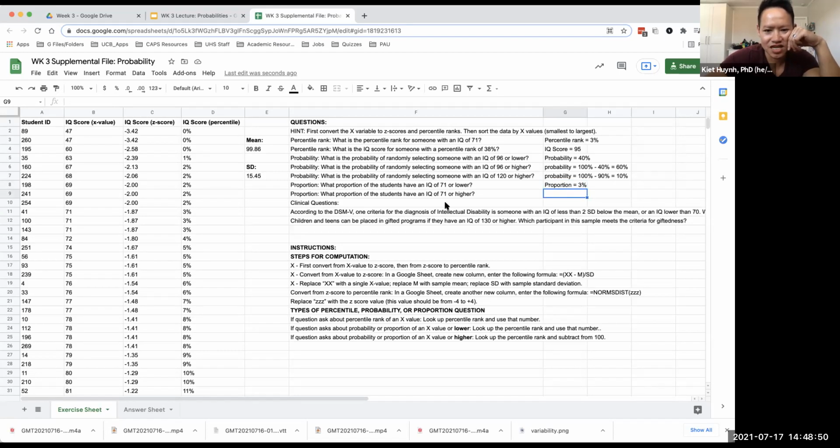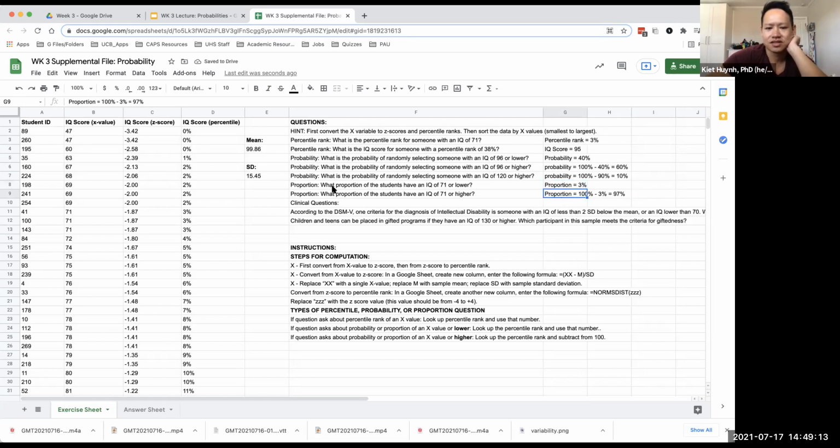What proportion of the students have an IQ score of 71 or higher? Remember, if it's higher, then you subtract the percentile rank from 100. So this is another proportion question. You look up 71, again, it's 3%. So what you do is 100% minus 3%, and you get 97%.